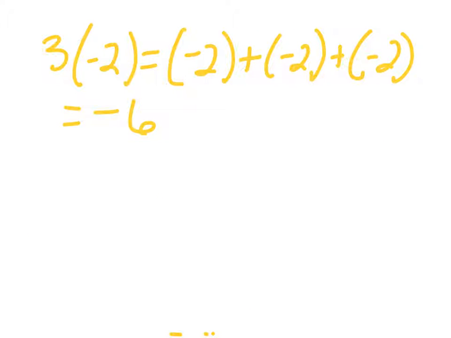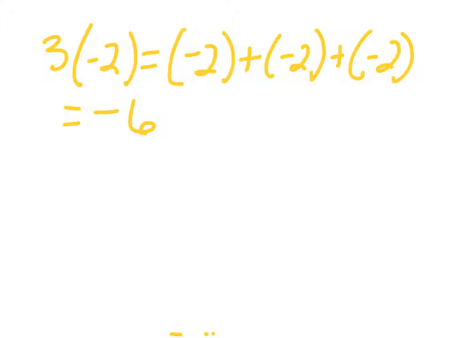So in our first example, we have positive 3 times negative 2, which equals negative 2 plus negative 2 plus negative 2, because it's basically negative 2 three times. And that equals negative 6. So we can see that the product of a positive number and a negative number will come out negative.